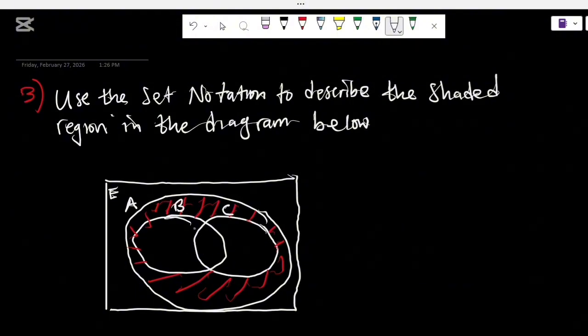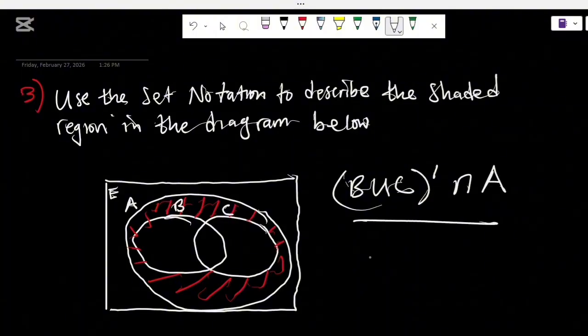So obviously it's B union C. The elements that are not here, we shade. So in other words, we're excluding B and C. This should be B union C, which is a complement. And then, just like the previous one, intersection A. So this is how you write the description of this particular set.